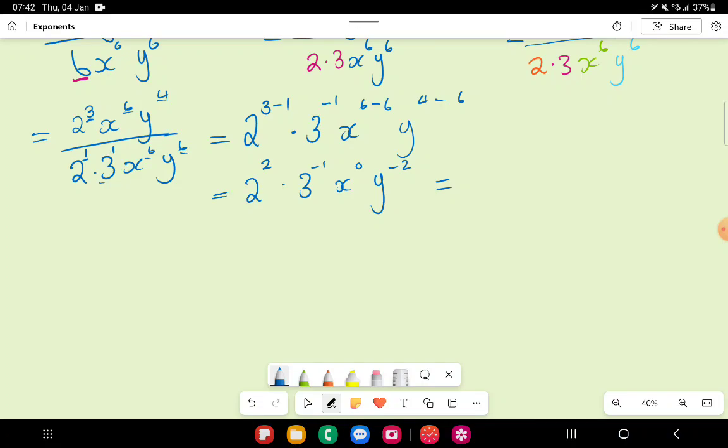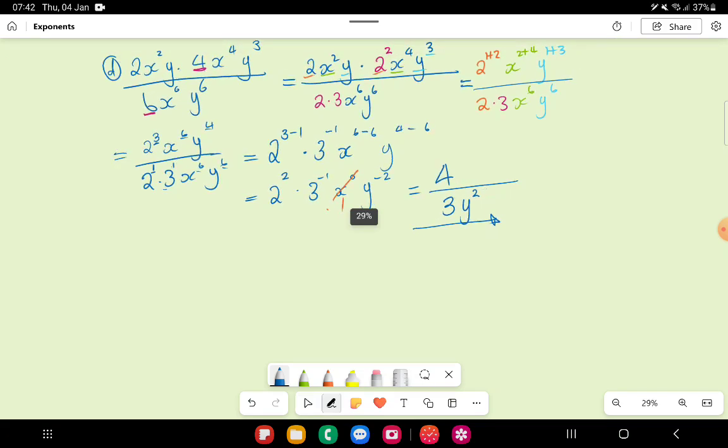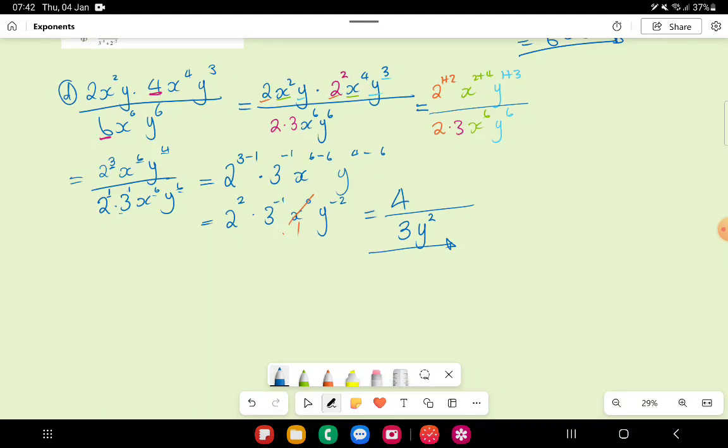This becomes 2 to the power of 2 is 4. 3 to the power of negative 1, I'm going to put that as a denominator, 3 to the power of 1. So I've got 4 over 3. x to the power of 0 is 1, so since this is actually 1, I'm not going to write it. And then y to the power of minus 2. Minus means denominator, y squared. And that is your final answer: 4 over 3y squared. Okay. Look at the steps. I hope that made sense.